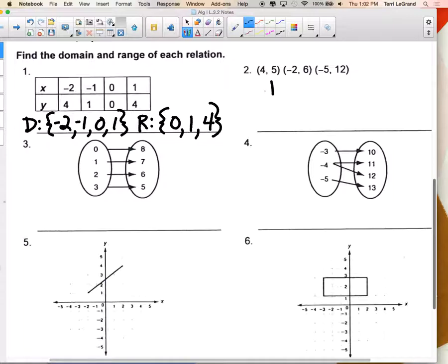Okay, how about number 2? 4, nope, negative 5. I went to number 3. My bad. Did you? Okay, I thought you were asking how many there were.